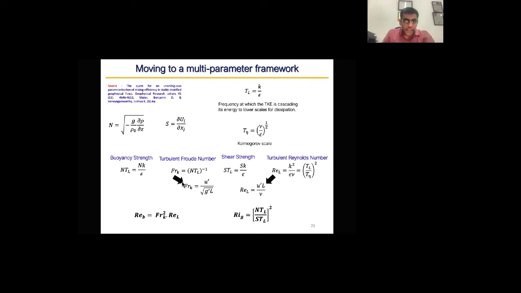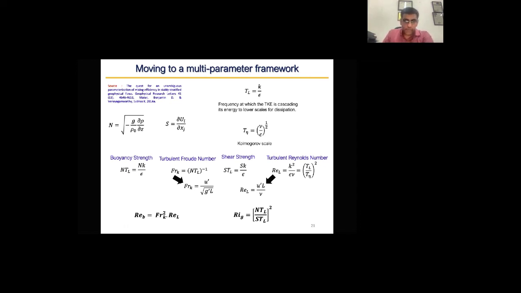And then when you introduce these two, the turbulent Froude number FRK and turbulent Reynolds number REL, you can see that you can split this REB into FRK square into REL. So you can get this REB as a function of two different non-dimensional numbers. And similarly, you can get RIG also as a function of two different non-dimensional numbers, which is the buoyancy strength to the shear strength.